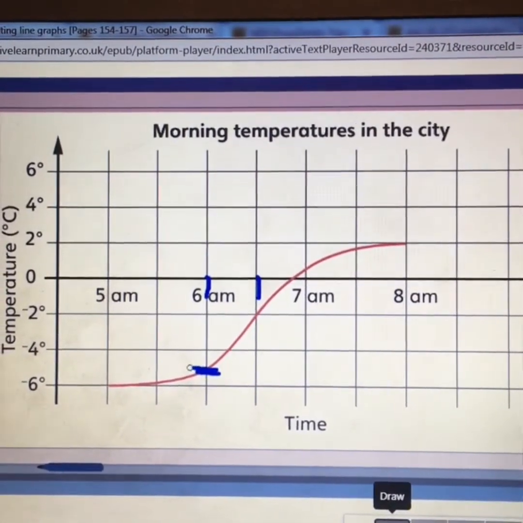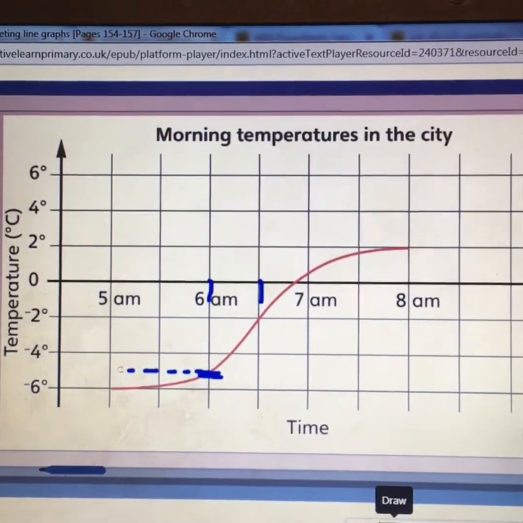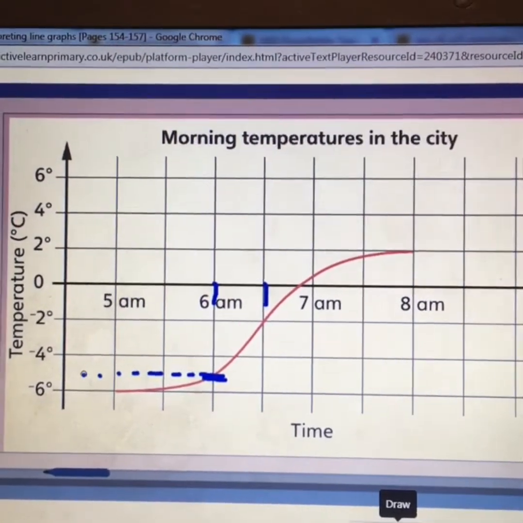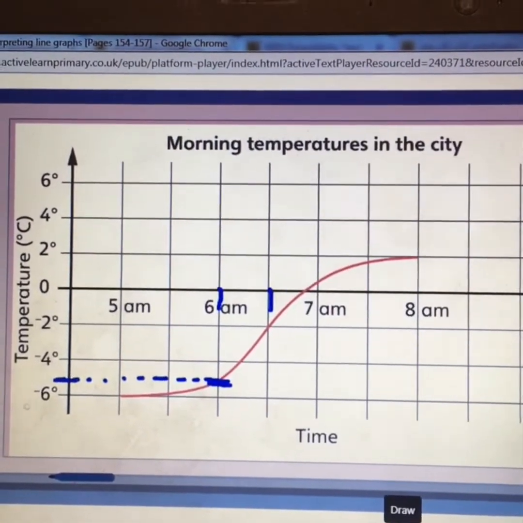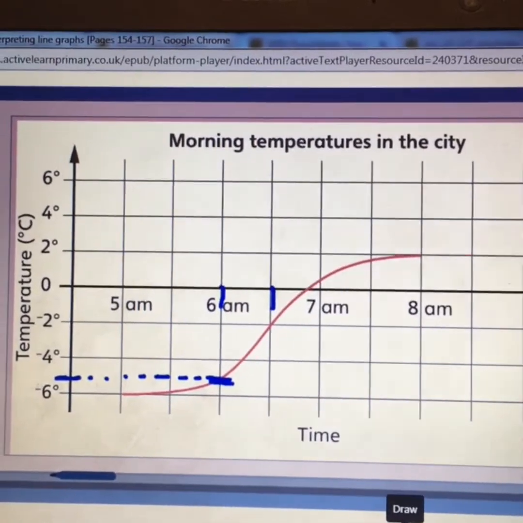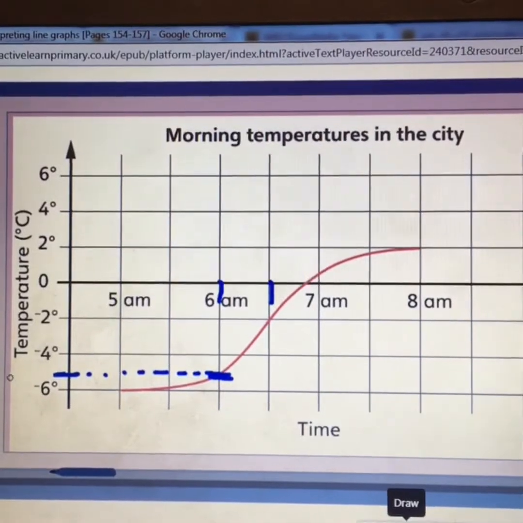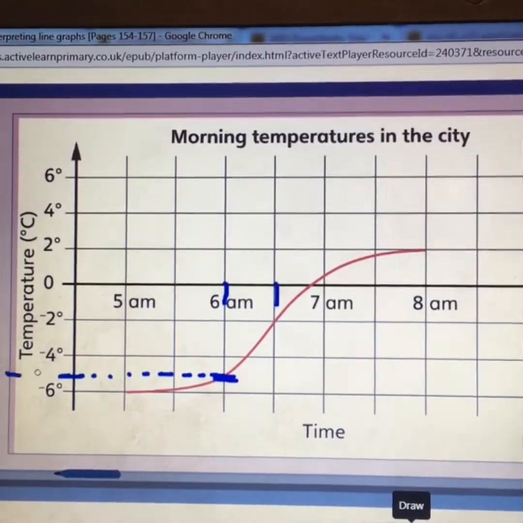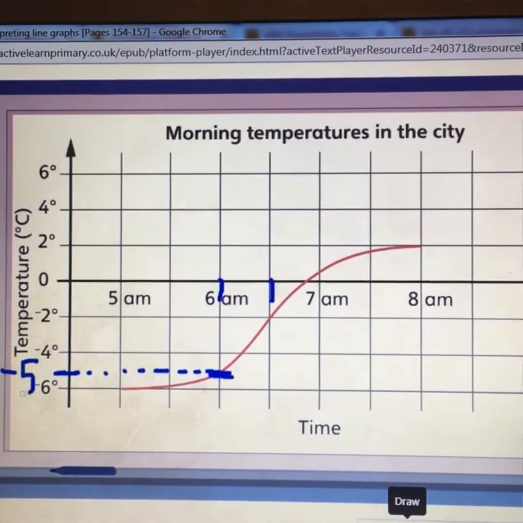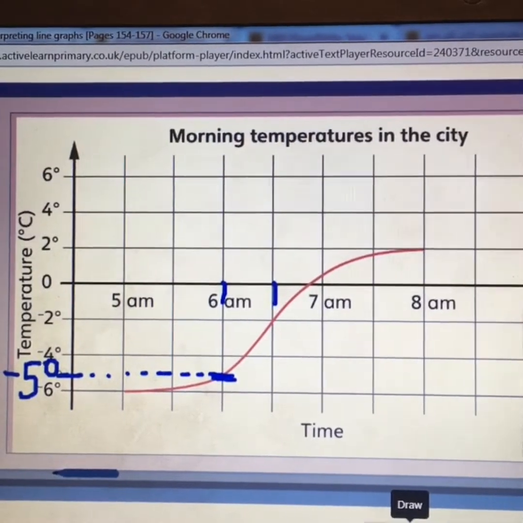Now, obviously, normally, if you have a ruler, you would use a ruler. I don't have a ruler at home, which is a bit of a pain for this line graph lesson, but it's also a bit difficult to use on a computer anyway. So it's not the best I've ever drawn it, but it's in between -4 degrees and -6 degrees. It should be about halfway, which would be -5 degrees. There we go.